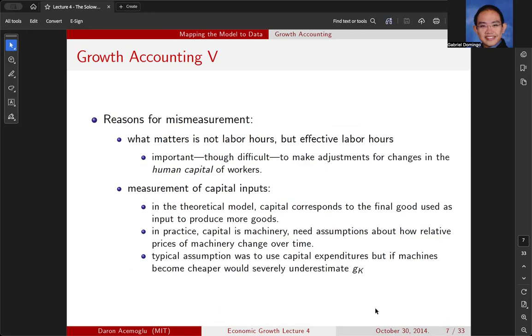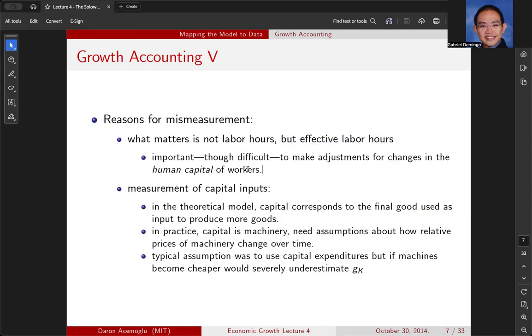So, growth accounting five, reasons for mismeasurement. For labor, what matters is not labor hours, which is typically how G_L is measured, but effective labor hours. There is normally a Z term before the L, so it's Z times L. That's effective labor, and that's the important thing to measure. So we have to measure labor and also incorporate the productivity of labor as we measure it, because what you're really trying to get is the growth in effective labor hours.